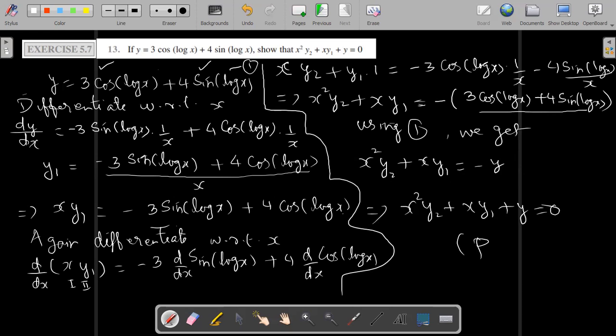Okay, so in this type of question, if you start doing it directly without multiplying this x on the left side, then it will become very difficult.